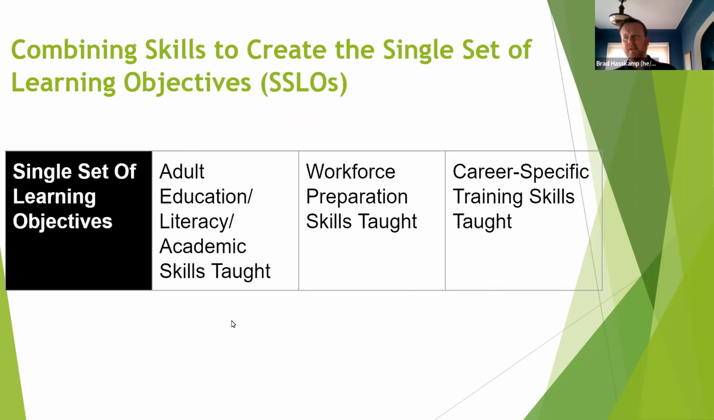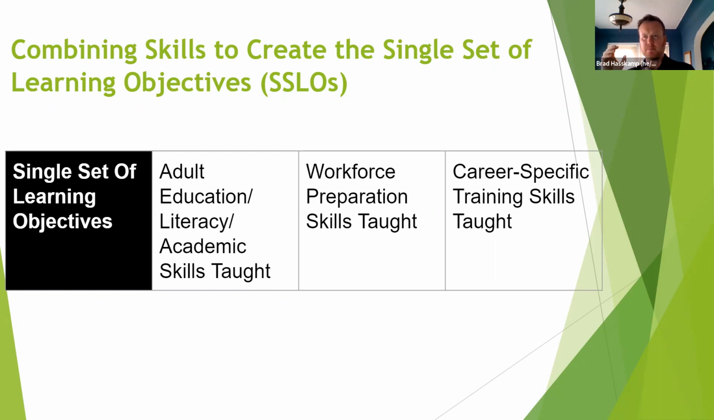And a little bit more about the SSLOs, but this is really not the session to break down SSLOs. With that single set of learning objectives, one of the objectives should really be a meta goal that integrates what's the adult education or literacy or academic skill that's being taught, and what is the connected workforce preparation skill, and ultimately what is the career-specific knowledge or the career experience or the career-specific skills that are being taught.